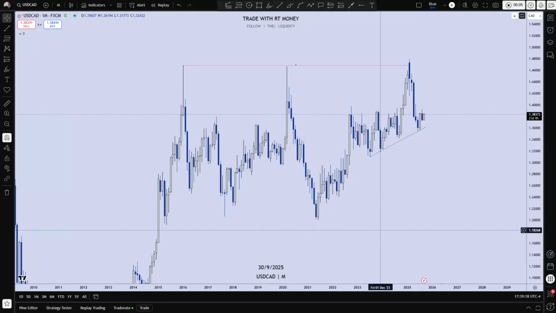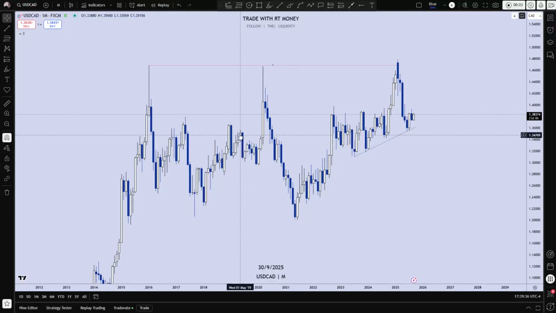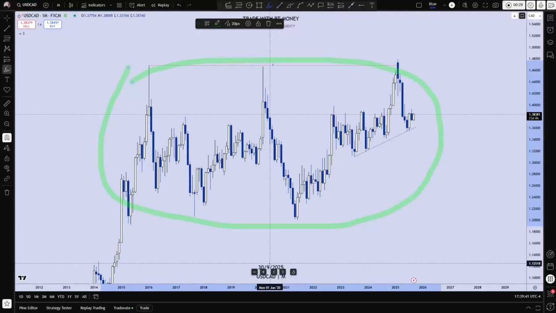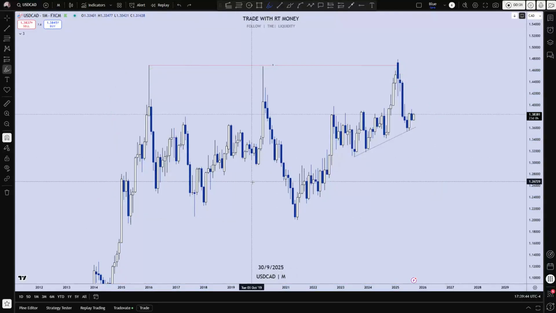It is Sunday, September 7th, and we are looking at the US dollar CAD, USDCAD, if you will. All right. Now, let's look at the monthly time frame. What we're looking at is a huge sideways move, right? But there's some ups and downs inside of it for sure.